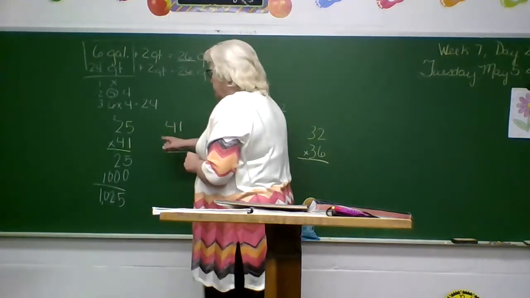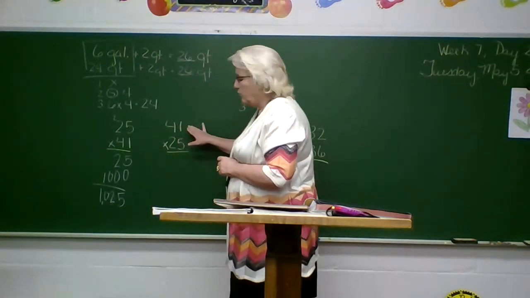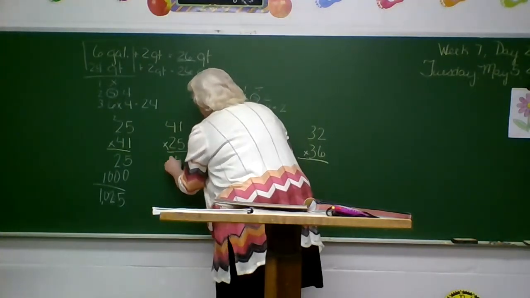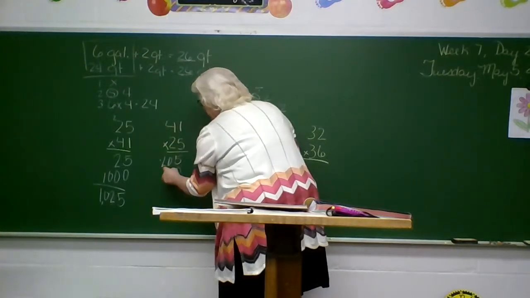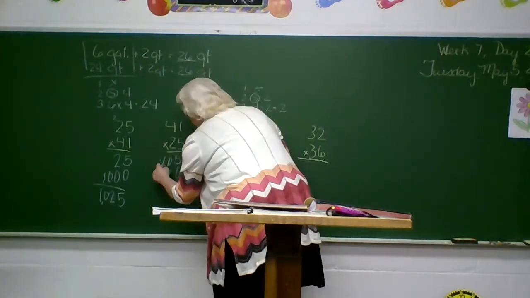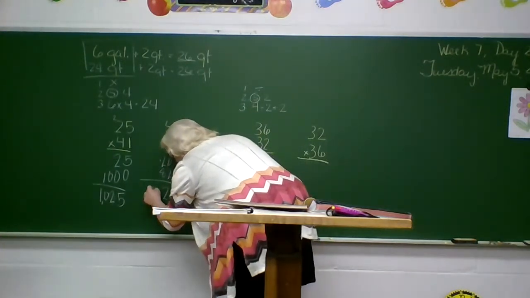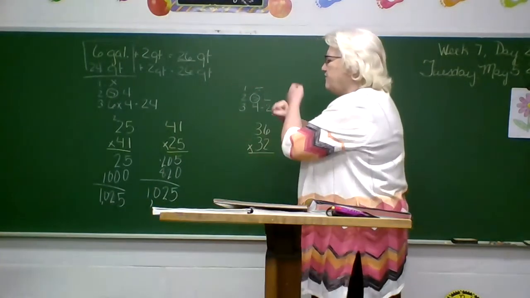1,025. Now to check it, I turned it around. See, it was 25 times 41. Now it's 41 times 25. 5 times 1 is 5. 5 times 4 is 20. Put a 0 in the ones place. 2 times 1 is 2. 2 times 4 is 8. 5, 2, 10. Check. Same number. Same product. Turn the factors around.